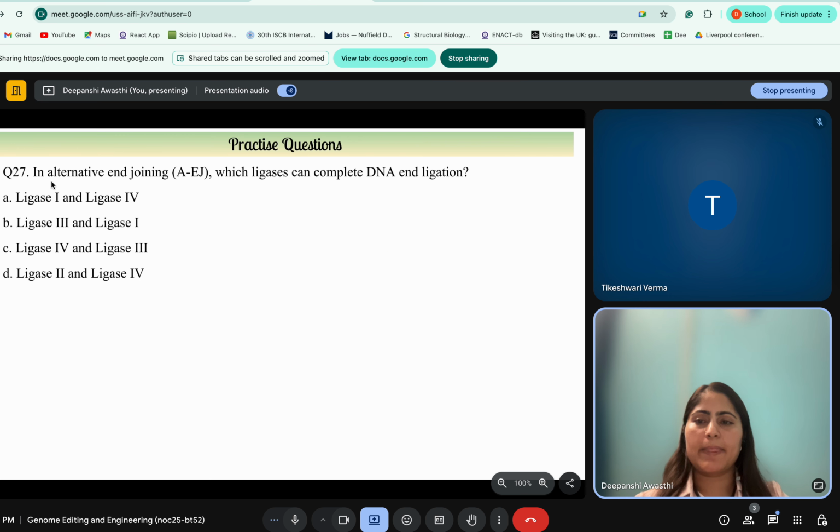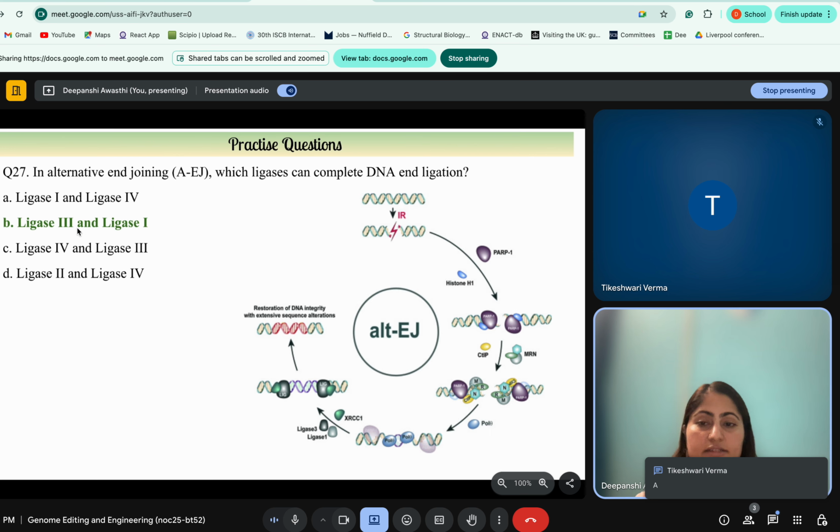Next question is, in alternative end joining, which is AEJ, which ligases can complete the DNA end ligation? Option A, ligase 1 and ligase 4. Option B, ligase 3 and ligase 1. Option C, ligase 4 and ligase 3. And option D is ligase 2 and ligase 4. So the right answer is option B, ligase 1 and 3.